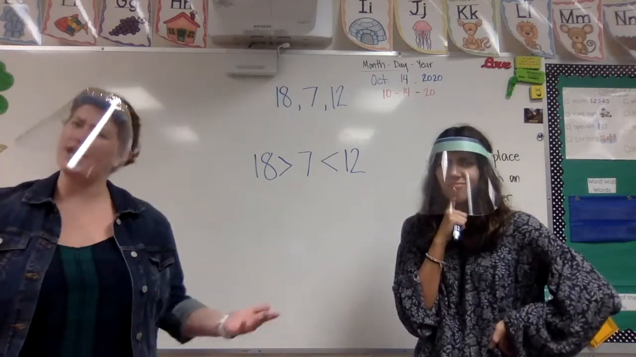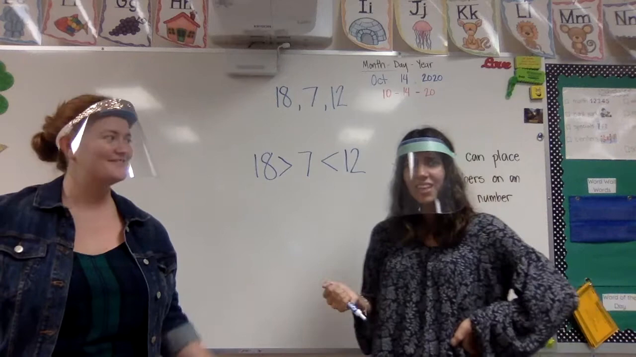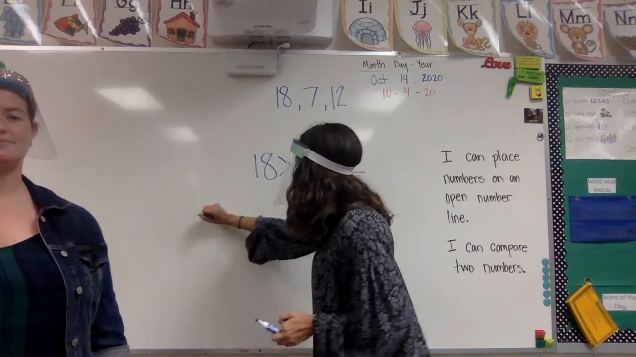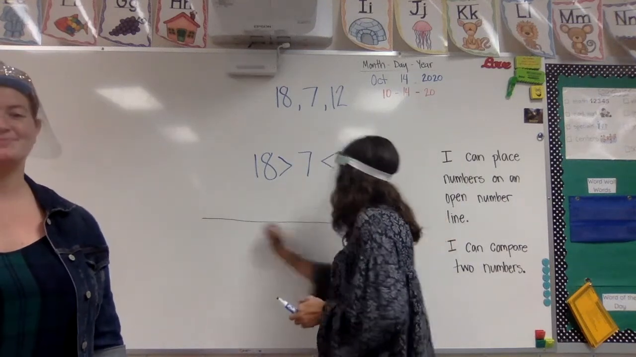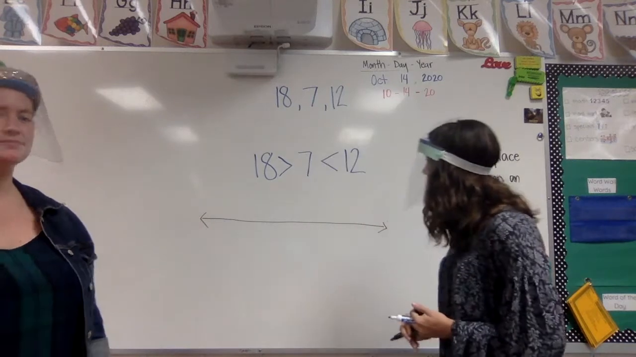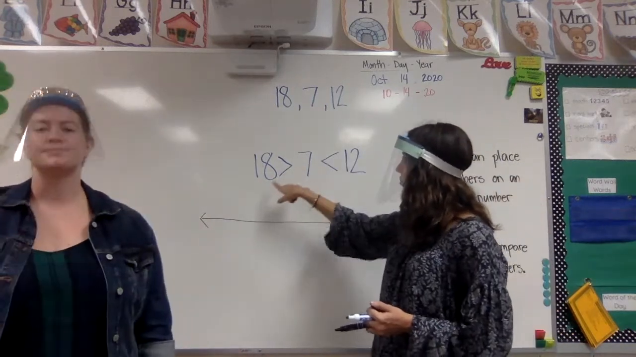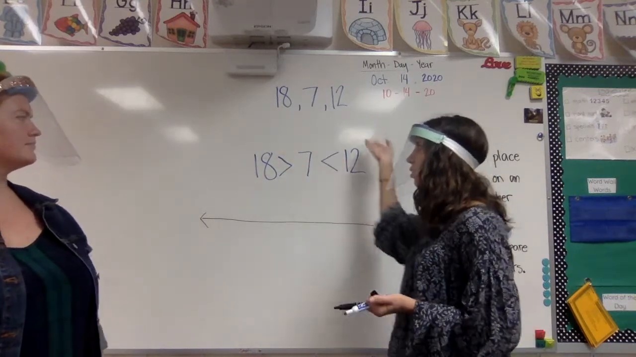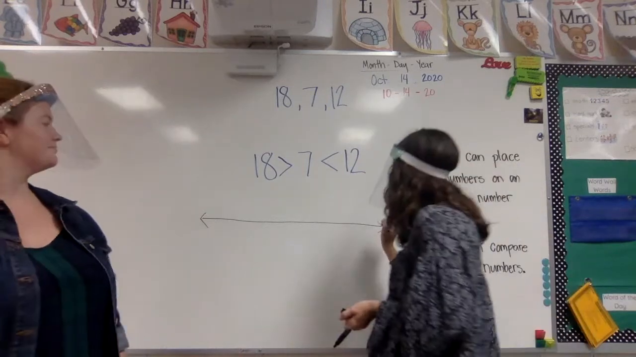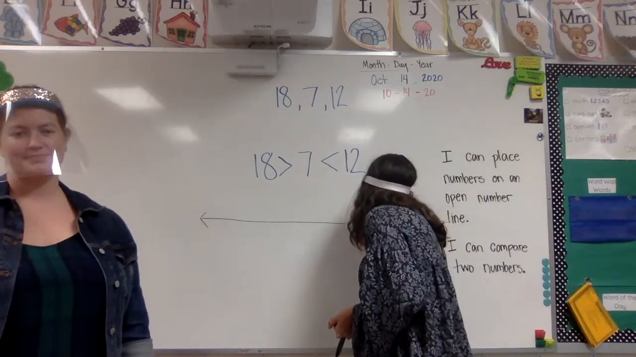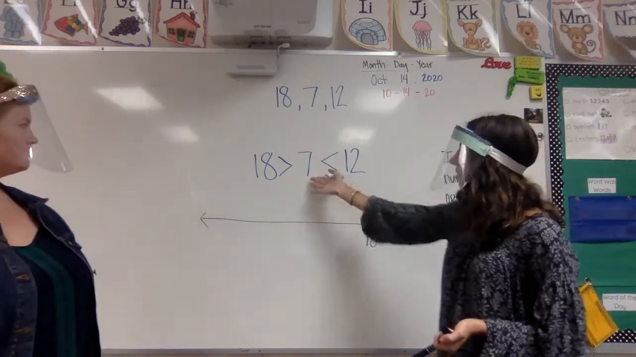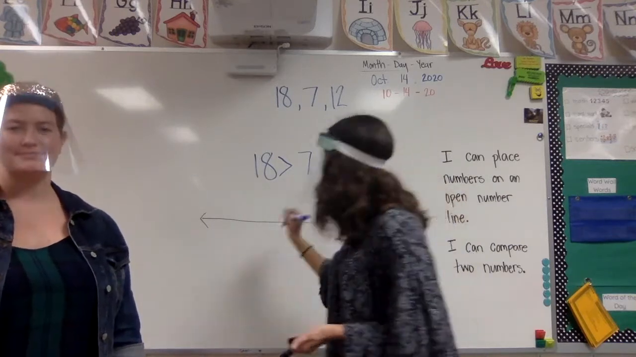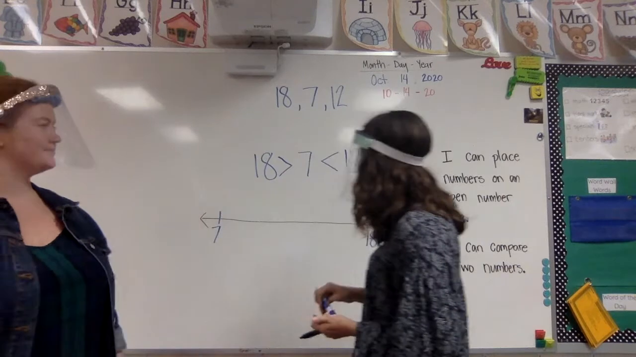Could you put those numbers on an open number line? I think that I could, Miss Line. All right, so if I draw my open number line, I have my straight line with my arrows, and I know that 18 is greater than 7, but so is 12. But 18 is greater than 12, so 18 would be all the way on the right. That's what I'm going to end with. And I know that 7 is my least number because it was less than 18 and it was less than 12. So I'm going to put 7 over here.